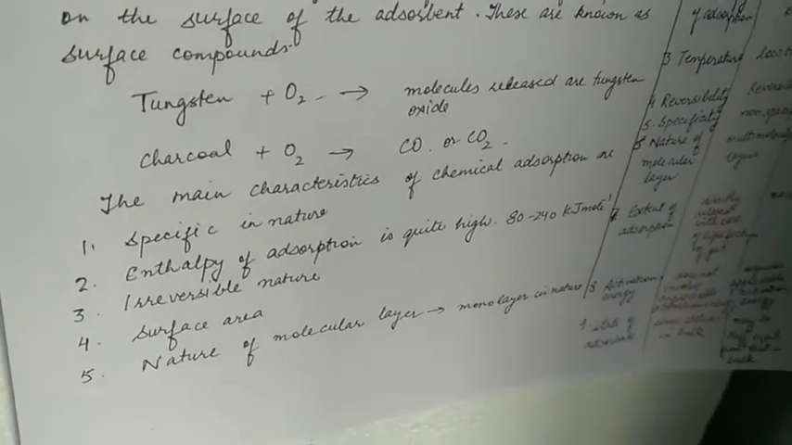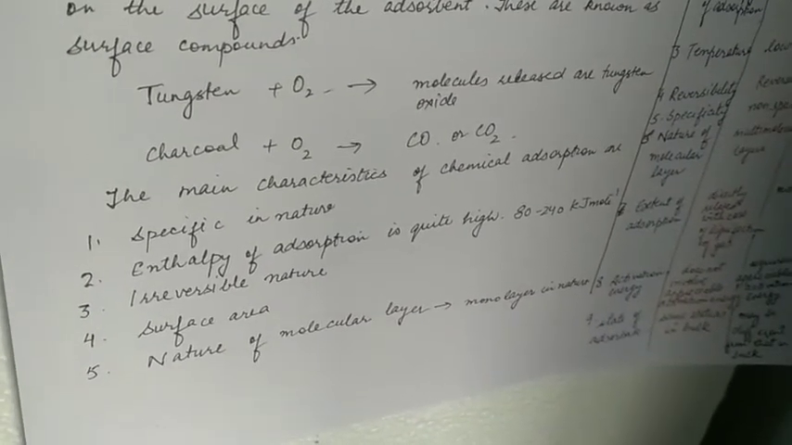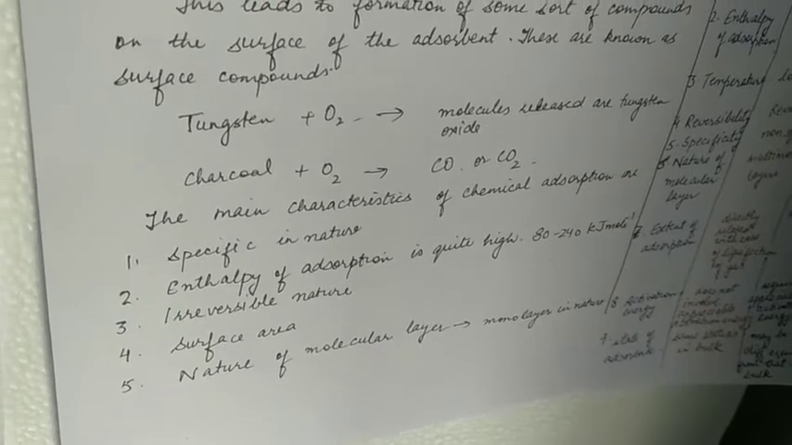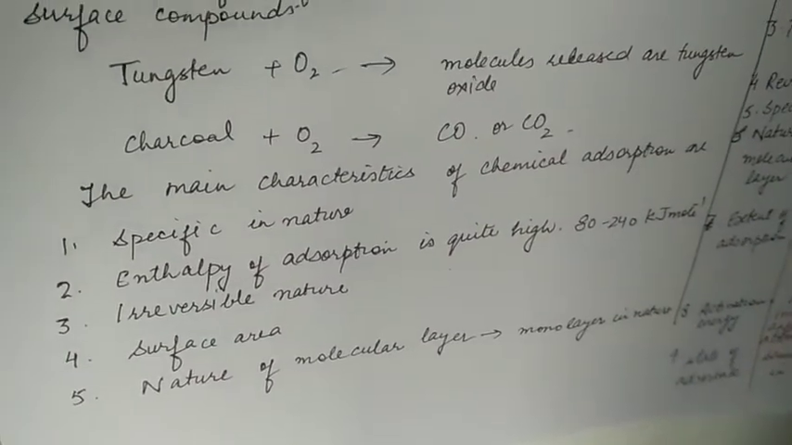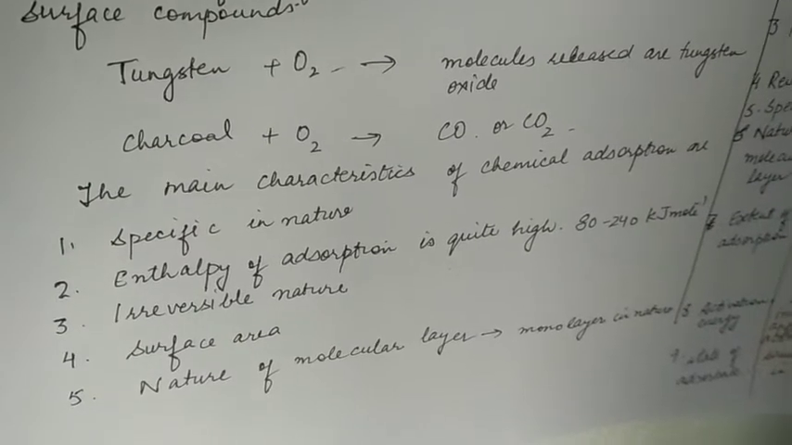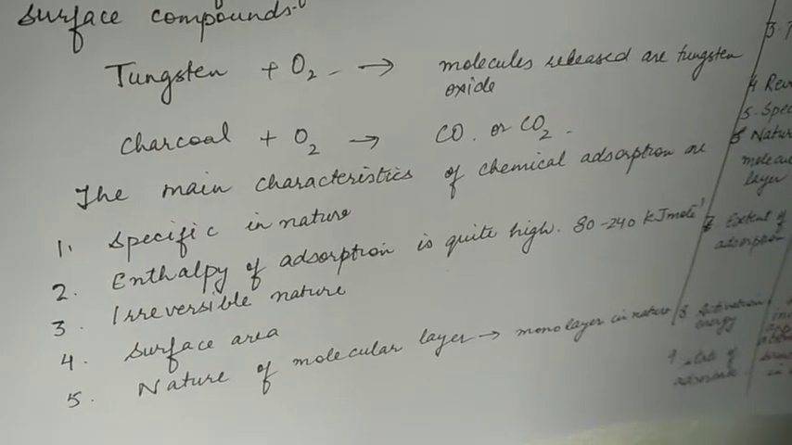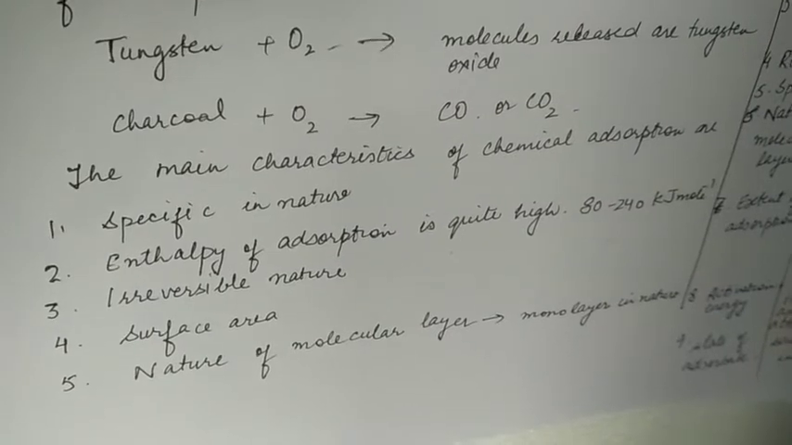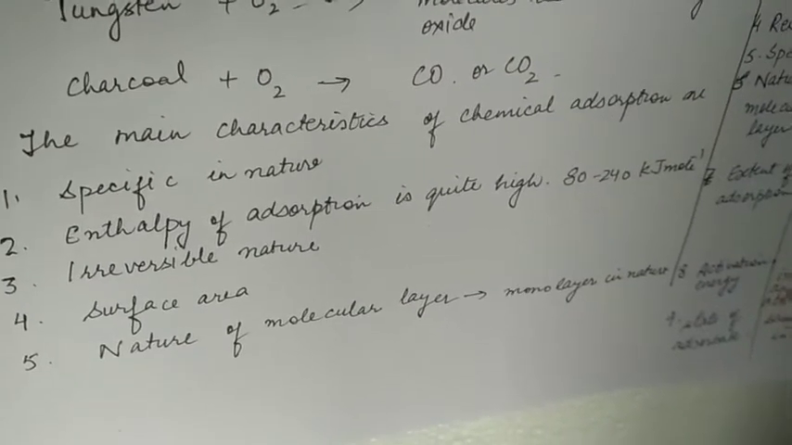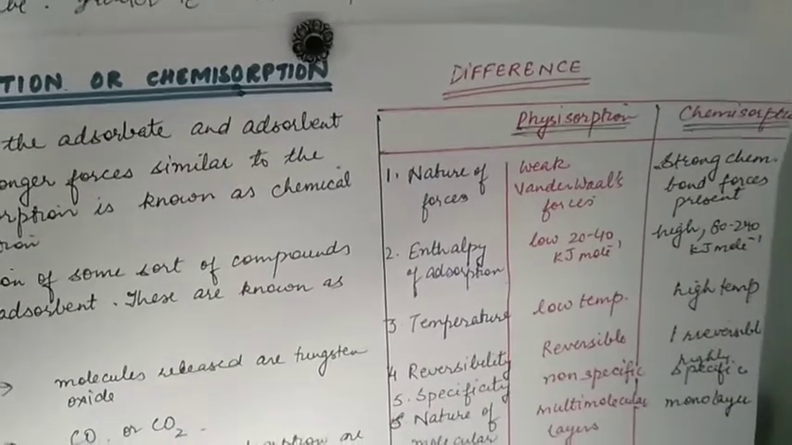The main characteristics of chemical adsorption are: it is specific in nature. Enthalpy of adsorption is quite high, 80 to 240 kilojoules per mole. It is irreversible in nature. Increase in surface area also increases adsorption, and the nature of molecular layer is monolayer. Only one layer is formed. Differences between physical adsorption and chemical adsorption.